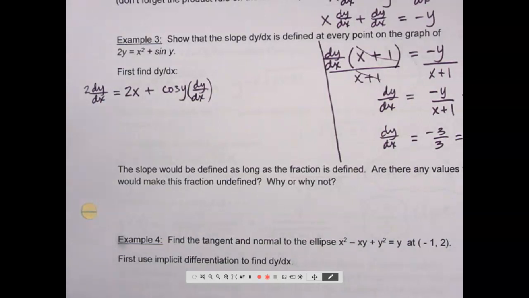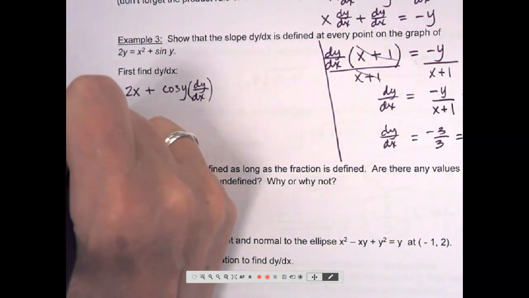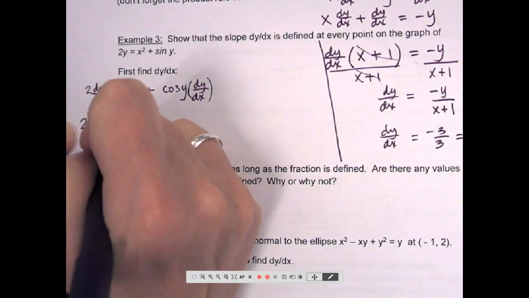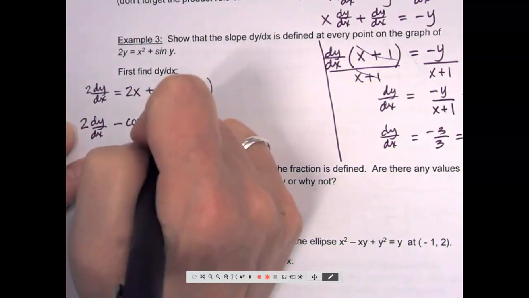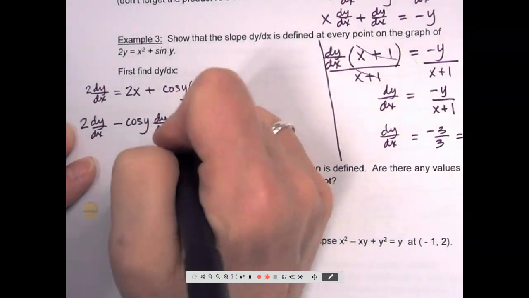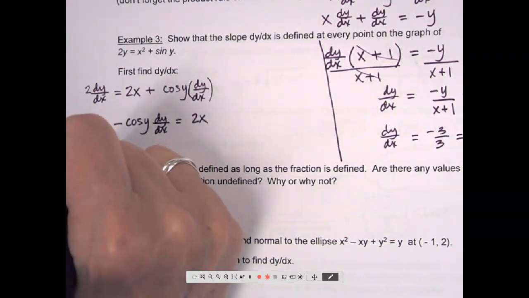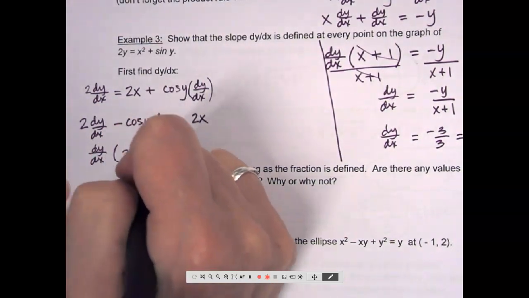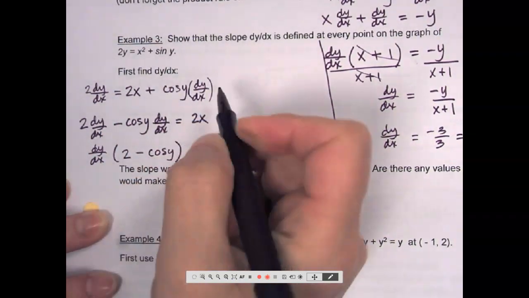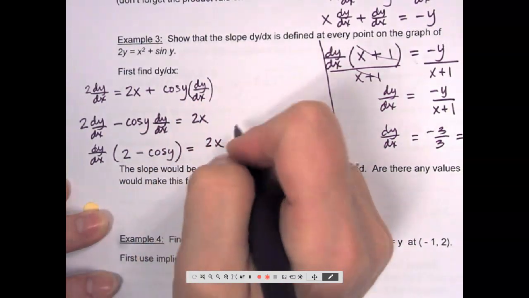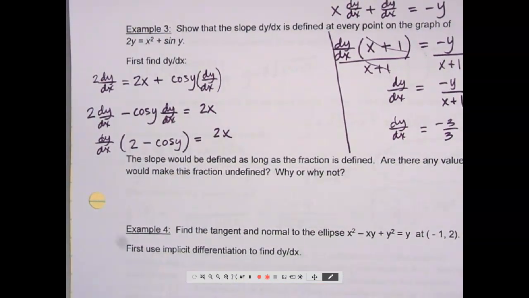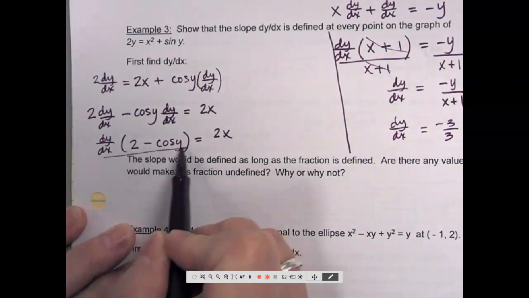Okay, so anything that has dy dx, I'm going to move over to the left. Keep that 2x on the right. What next? Factor it out. 2 minus cosine y. Okay, dy dx is being multiplied by that, so we're going to divide.